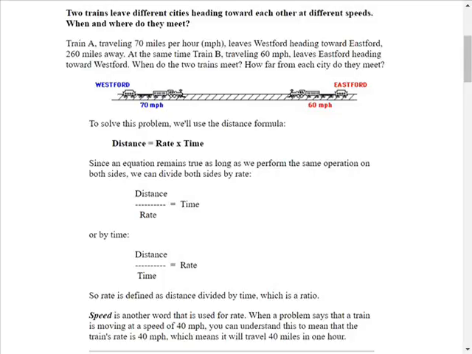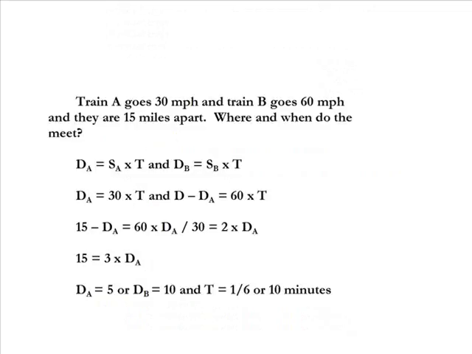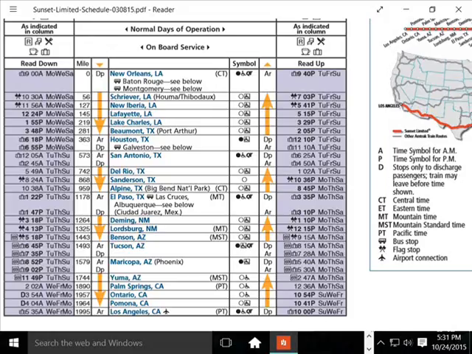And let's do an example. Consider, if you will, a train that goes 30 miles an hour and another one going the other direction at 60 miles an hour, and they're 15 miles apart. And the trick here is to recognize the remaining distance for one train is the distance for the other. And you substitute through, and sure enough one is going to be 5 miles, the other 10 miles, and the time is 1/6 of an hour, or 10 minutes. And indeed, that is possible if you happen to know the distance between the trains.